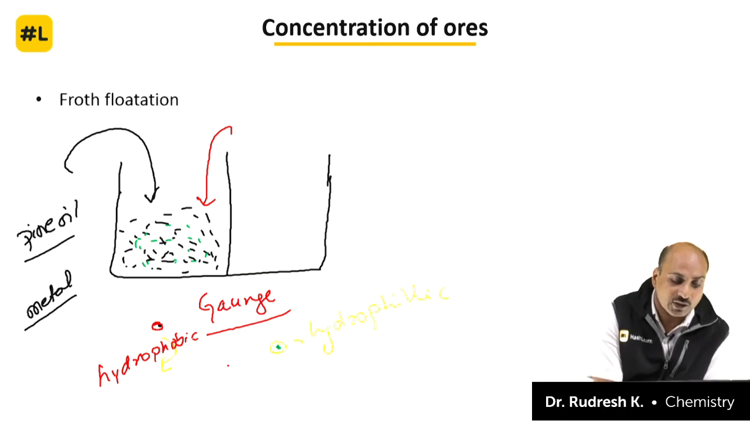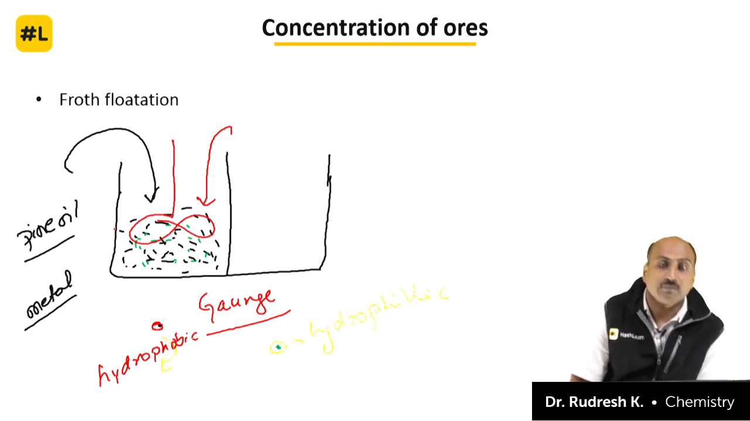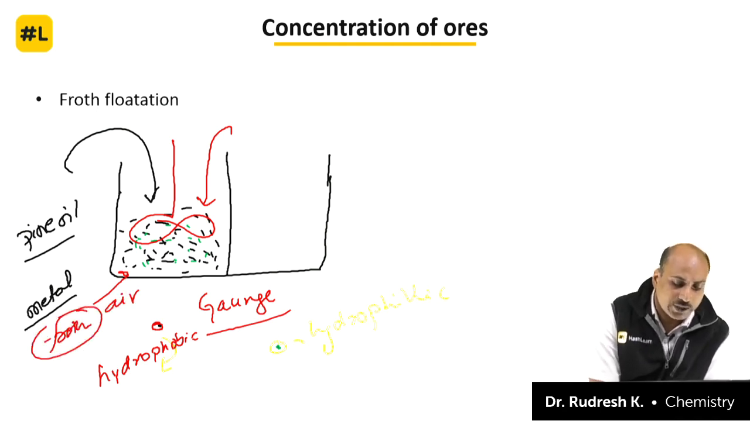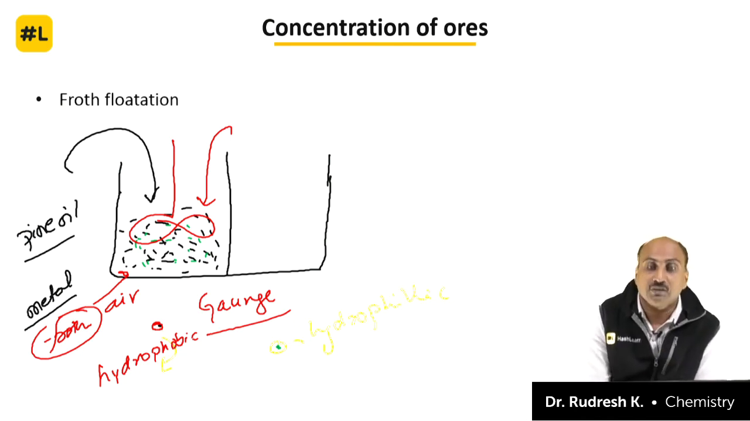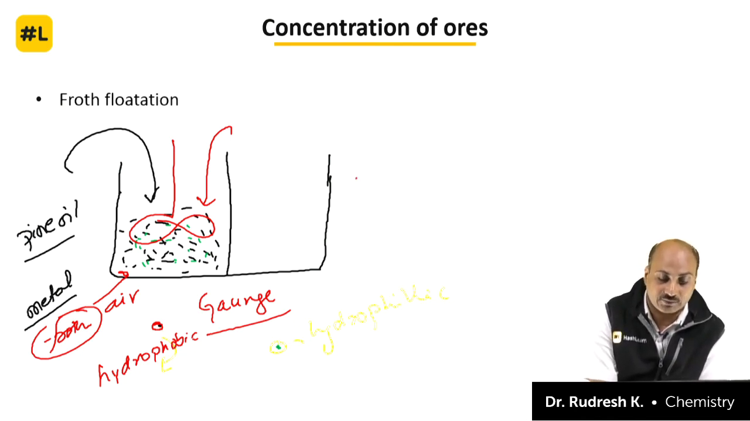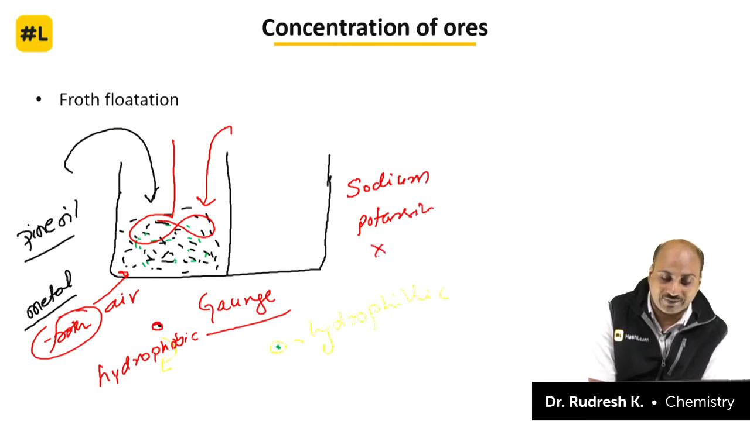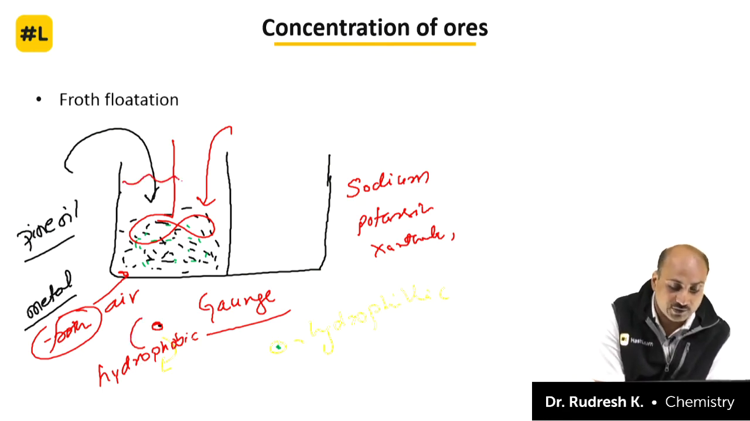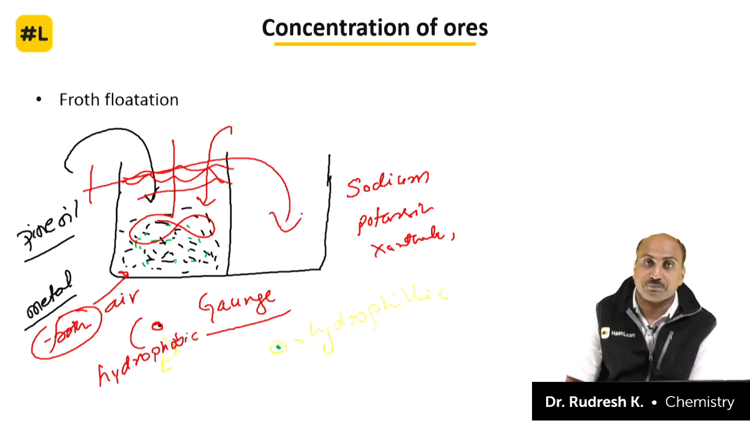Once heterogeneity starts, we use an agitator and air is supplied. Because of that, the froth is going to come. The froth comes because we are adding a special agent called sodium potassium xanthate. This will give us a froth. Because of this, the froth will carry the hydrophobic material to the surface. Your ore particles will come to the surface and be mechanically skimmed into the next chamber.